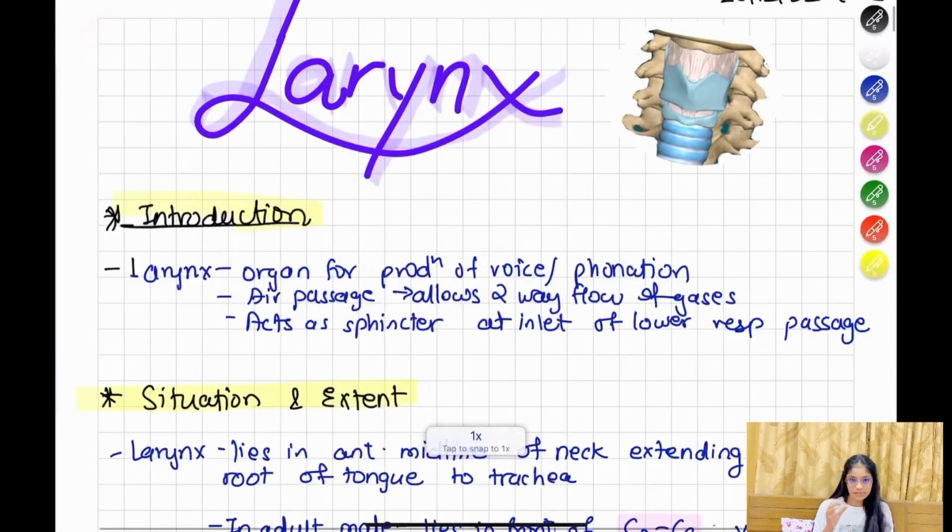Larynx. First, what is larynx? Larynx is the voice box. Introduction: it's an organ for production of voice or phonation. It's the part of the air passage which allows the two-way flow of gases. It acts as a sphincter at the inlet of the lower respiratory passage. So, I think you understood, this is just the basic.